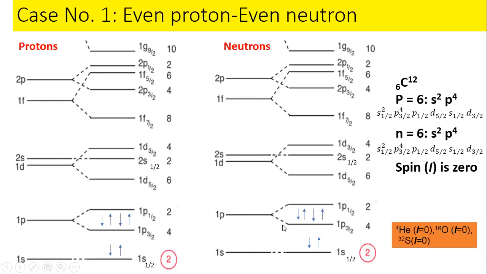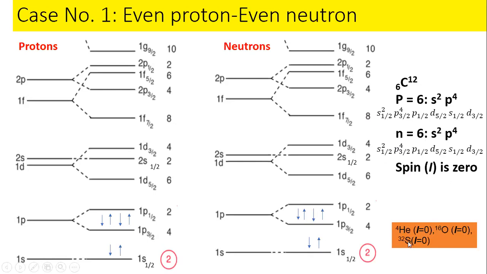So there is no unpaired spin. That's why when there is an even combination, the spin will be 0. There is the filling of the protons or the neutrons in the energy level, and you can write it in this way, similar to the electronic configuration. The two protons are filled in s1/2, 4 in p3/2, and similarly for the neutrons, and the spin for this is 0.